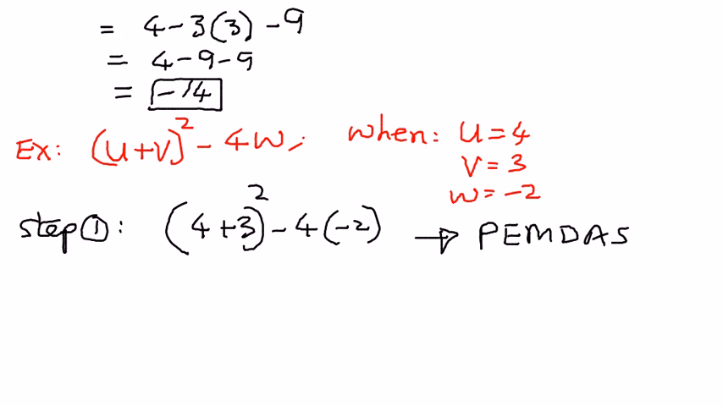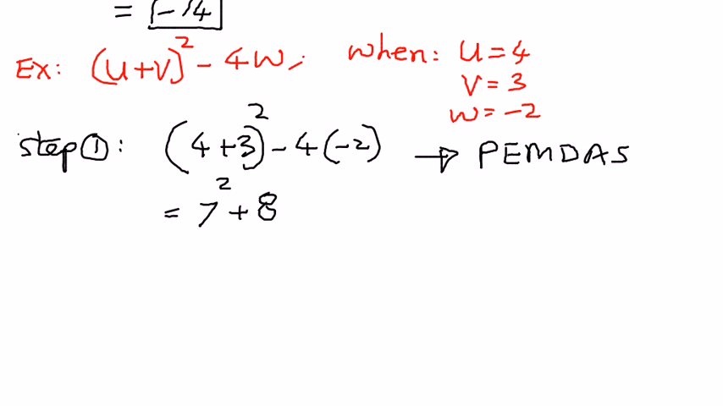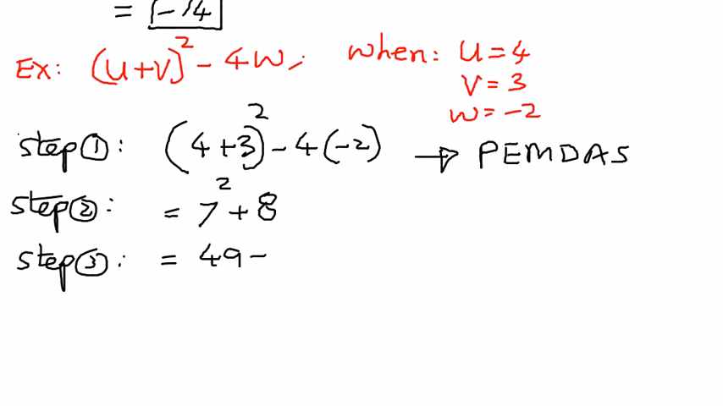Let's simplify what is inside the parentheses first. So 4 plus 3 is 7 raised to the power of 2, and then we have negative 4 times negative 2. Negative times negative is a positive, 4 times 2 is an 8. So therefore we have simplified this process here. We'll call this one step 2, and then in step 3 we're going to come up with the final answer. 7 squared means 7 times 7. 7 times 7 is 49 plus 8. So 49 plus 8 is going to be equal to 57, and this is where we want to leave it.